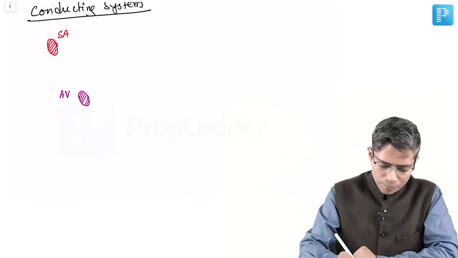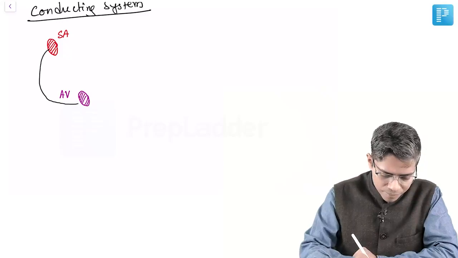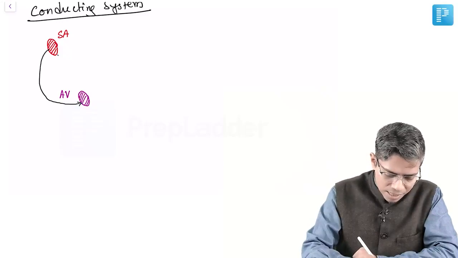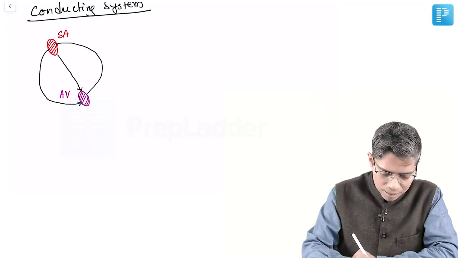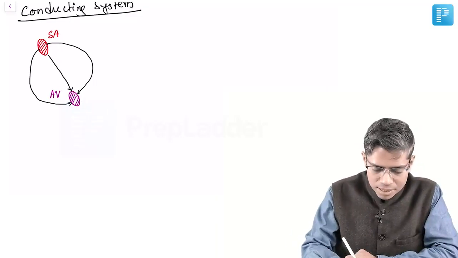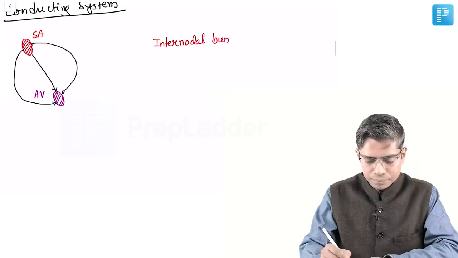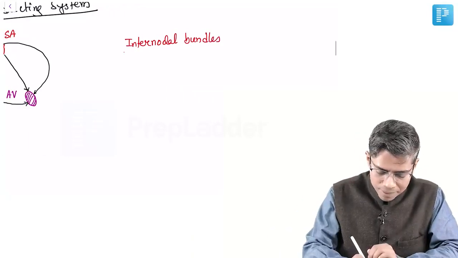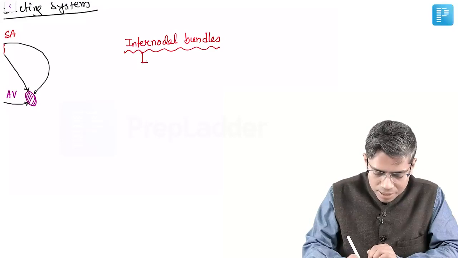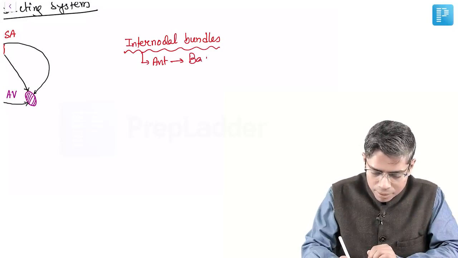Now all of you know that SA node and AV node, they are connected via three internodal bundles. So these are the three internodal bundles which are connecting the SA node and AV node. They are known as internodal bundles. Anterior internodal bundle, that is known as the bundle of Bachmann.